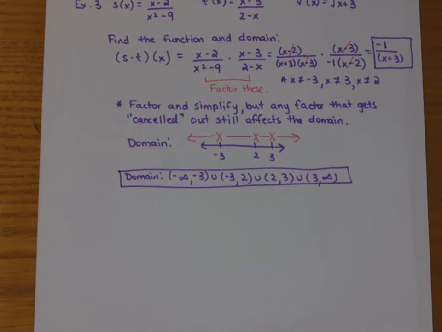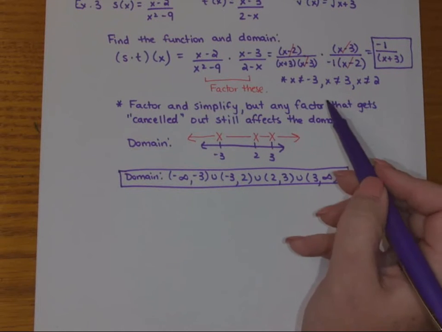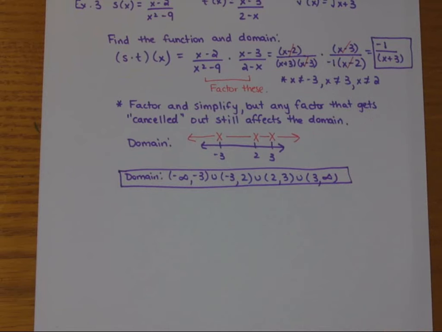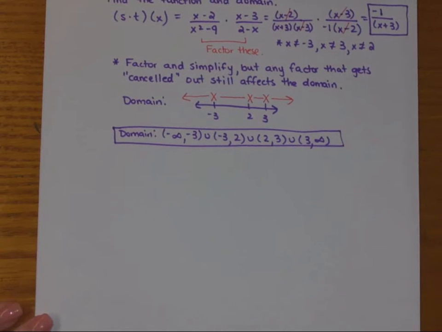All right, so just be aware that we always have to be on the lookout for domain issues. Okay, and remember the main domain issues we think about right now are no 0 in the denominator and no negatives under the square root.